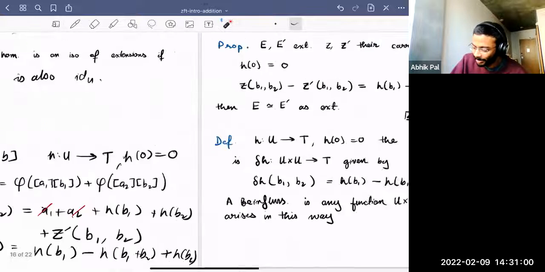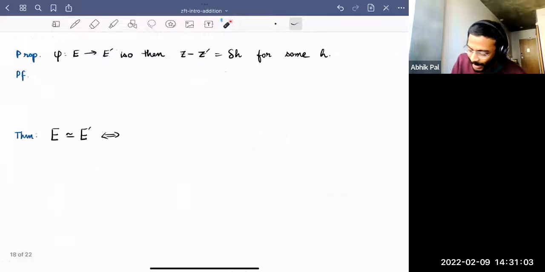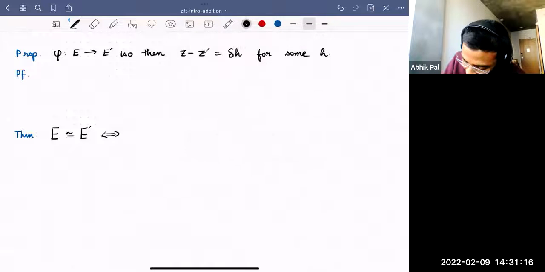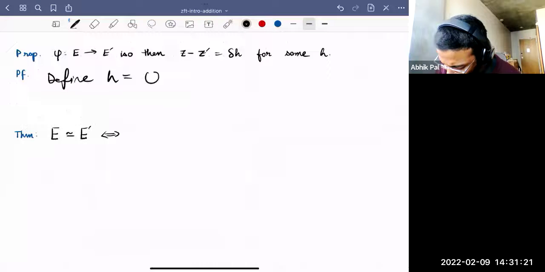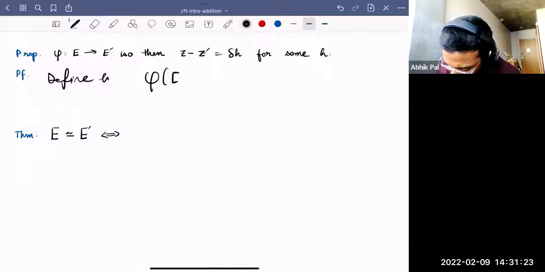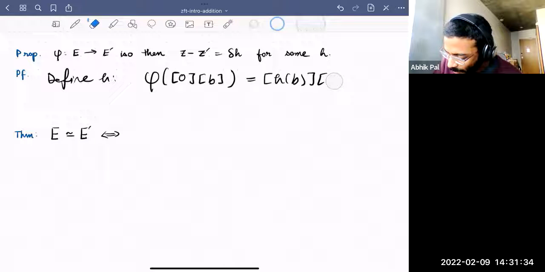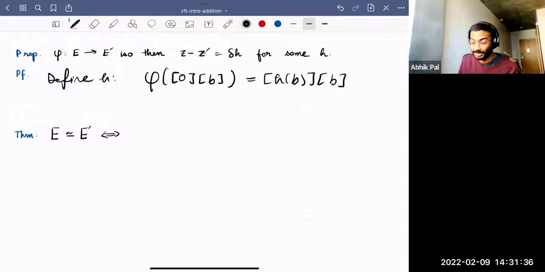So really what we have shown, well, we haven't shown this, but if you run this process backwards, you see that if you have any isomorphism, then z minus z prime should be delta h from some h. And it suffices in this case to define what that h should be. So we define h this way: let's look at what happens to 0b, and if this goes to h of b, then I define this function h that way.